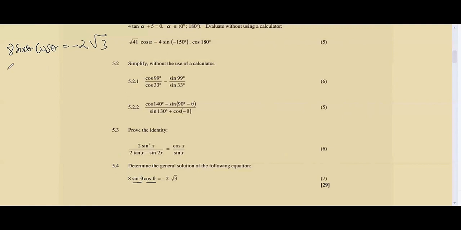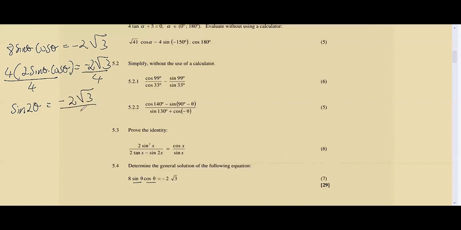But if I write this as 4, and then in brackets 2 sine theta cos theta, is equal to -2 root 3, I can now see that what I have inside the bracket here is a double angle. So let me divide both sides by 4. This double angle here will be sine 2 theta, and then here I have -2 root 3 over 4.